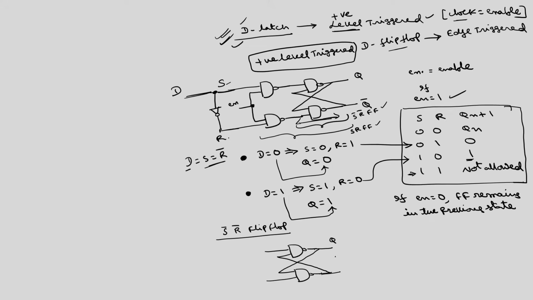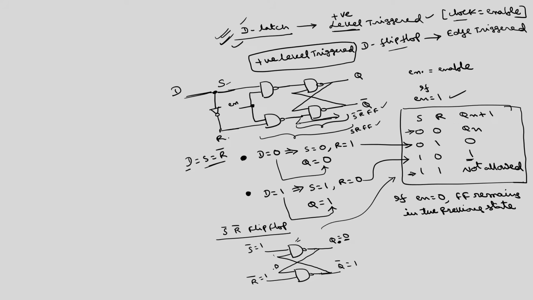This is Q, this is Q bar, this is S bar, this is R bar. You can verify that this also gives the same truth table. So, when S is equal to 0 and R is equal to 0, S bar is equal to 1 and R bar is equal to 1. To get the output of this NAND gate, I should know the other input. So, if I assume that Q initial is 0, Q bar is equal to 1, this 0 is tied here.